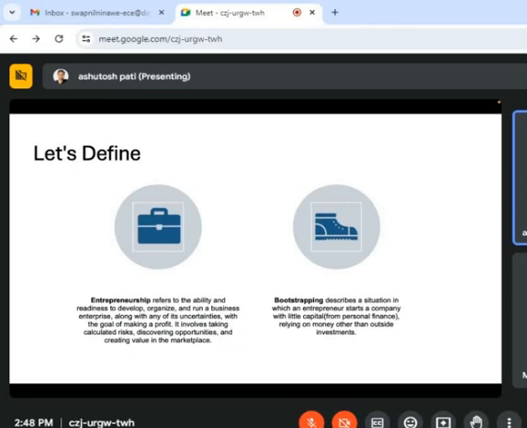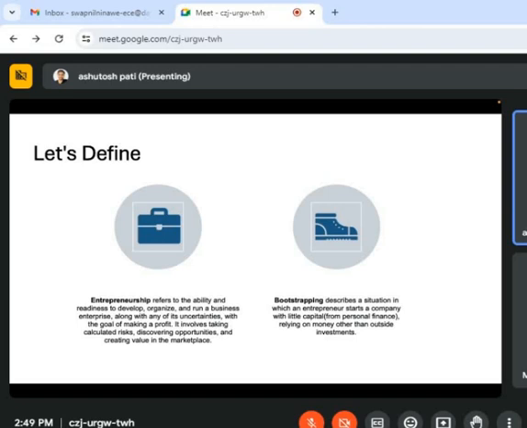Coming to the contrary, we have bootstrapping. Bootstrapping is nothing but, in simpler terms, on your own. It describes a situation in which an entrepreneur starts a company with little capital. You start very small from your personal finance, relying on money other than outside investments. So in entrepreneurship, you start with maybe your money and angel funding, then you rely on external investment. But in bootstrapping, it's on your own.